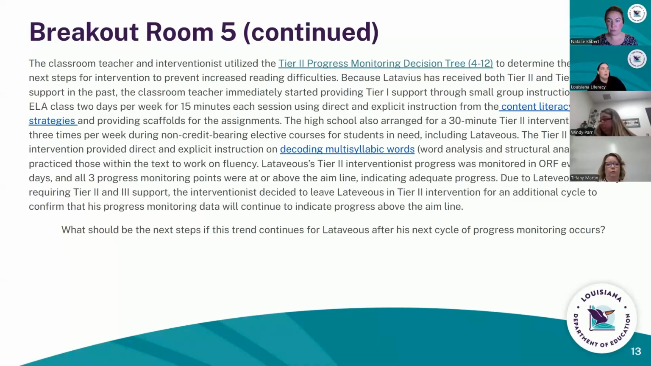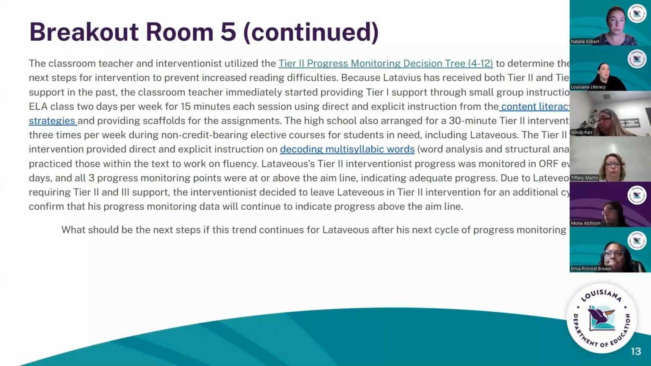Due to his history of requiring tier 2 and tier 3 support, the interventionist decides that they're going to keep him in tier 2 for at least another cycle after they've progress monitored him the first time. He was above the aim line, so he's making progress, but because this individual student has a history of needing support, they thought it was appropriate to continue keeping him in tier 2 for at least another cycle and see how he progresses.